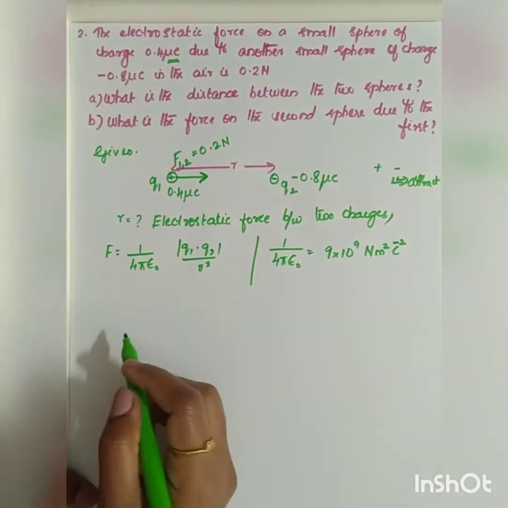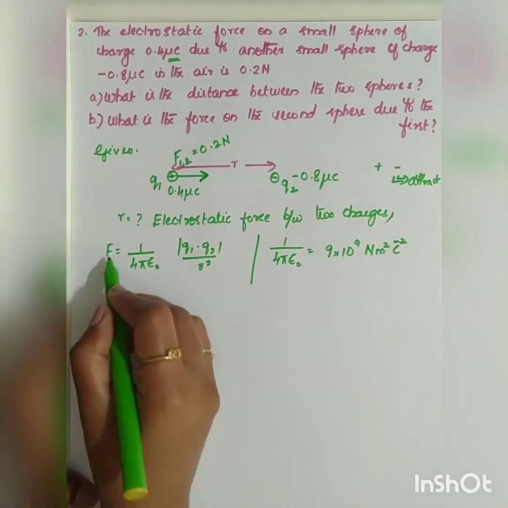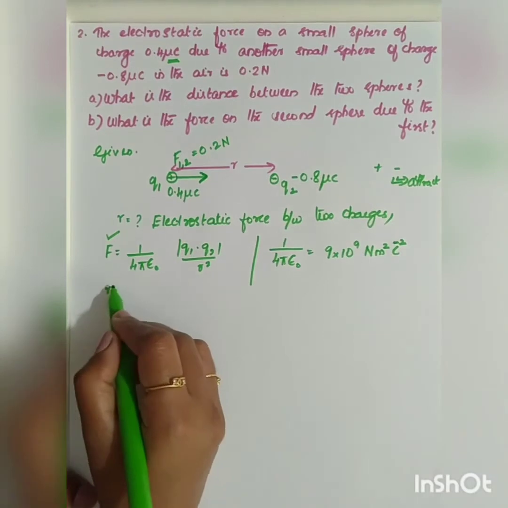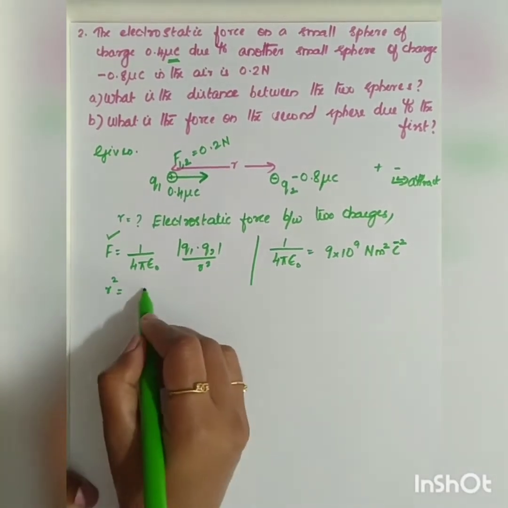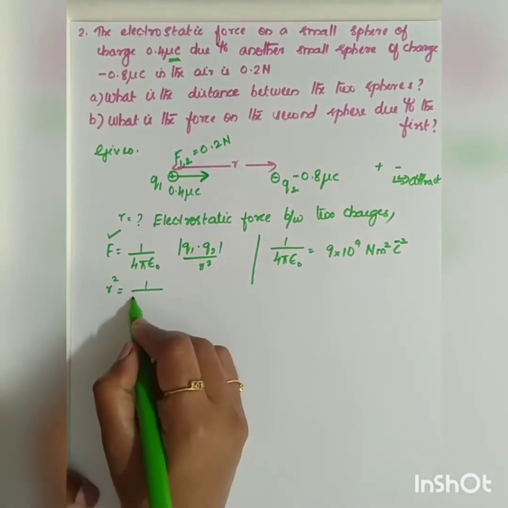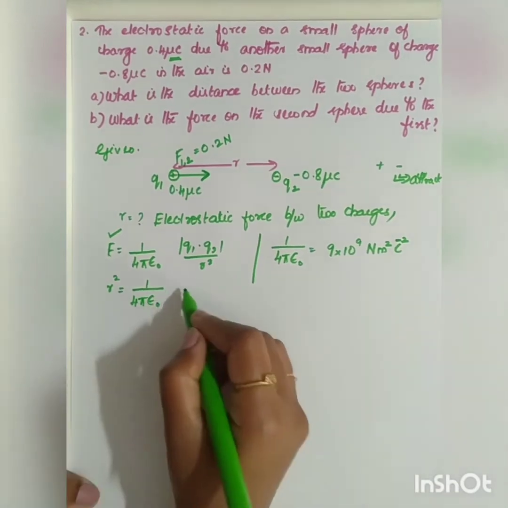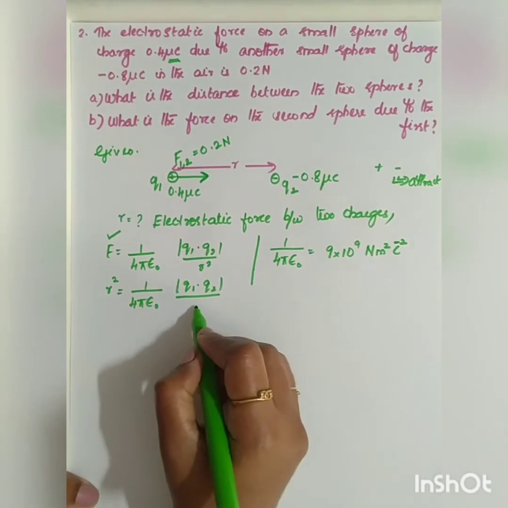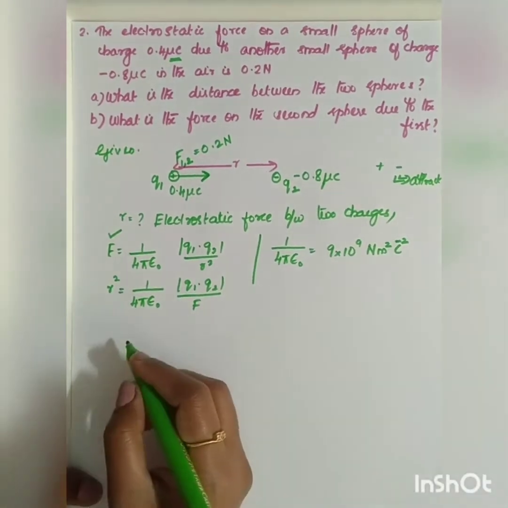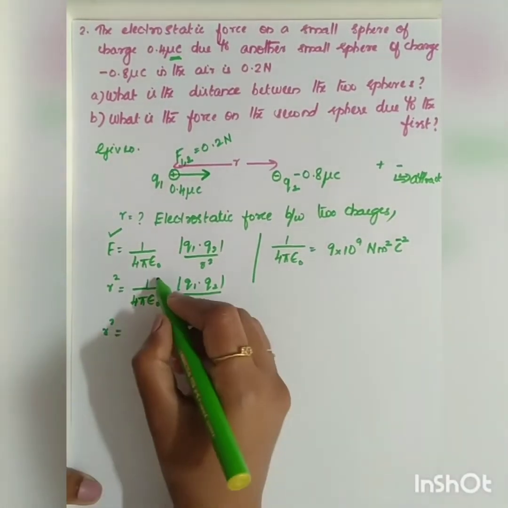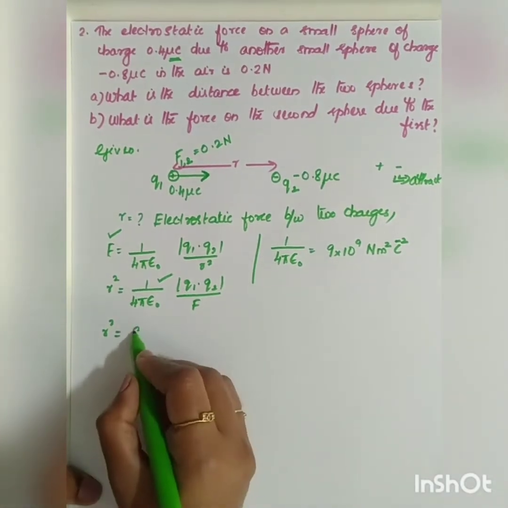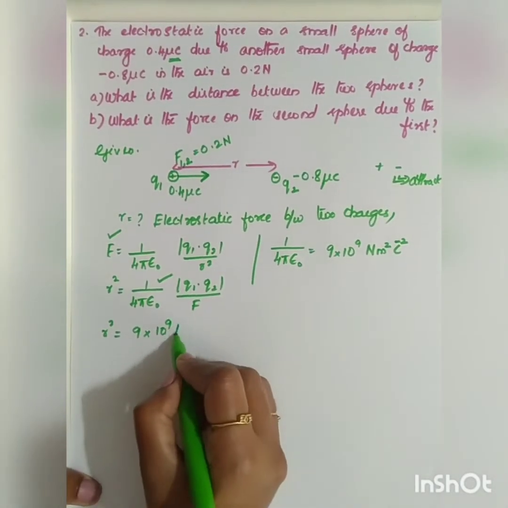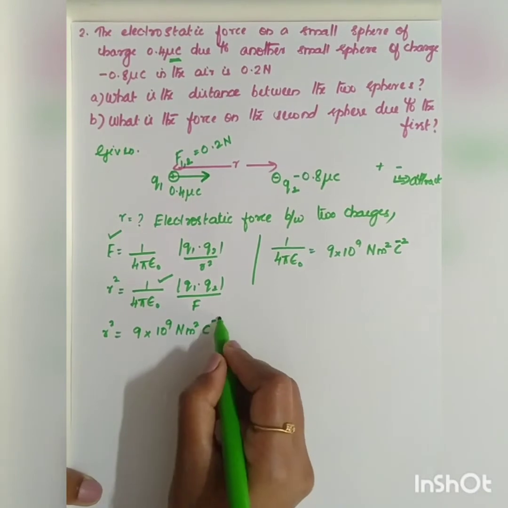Clear till this? Okay. Now from this you have to find out, F is given, you have to find out R, right? So R square is equal to, just reconfigure, just bring this F down: 4 pi epsilon naught into magnitude of Q1 Q2 divided by F. Okay, so this will be the formula. Now, can we substitute the values? Instead of 1 by 4 pi epsilon naught, 9 into 10 raised to 9 Newton meter square coulomb minus 2.